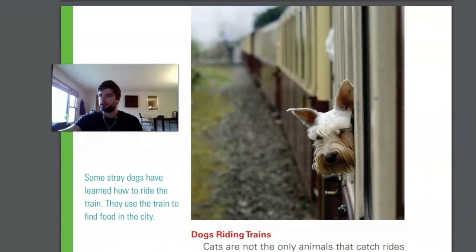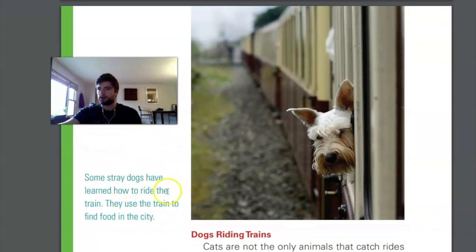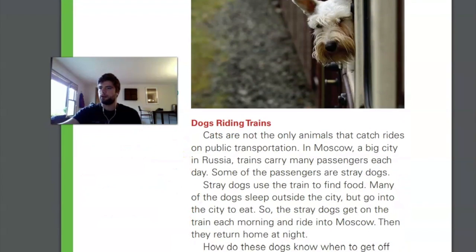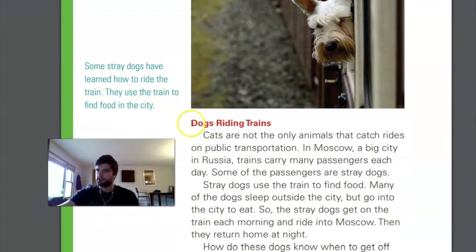Here's another picture. Some stray dogs have learned how to ride the train. They use the train to find food in the city. Here's a subtitle here in red. Dogs riding trains. Cats are not the only animals that catch rides on public transportation. In Moscow, a big city in Russia, trains carry many passengers each day. Some of the passengers are stray dogs.